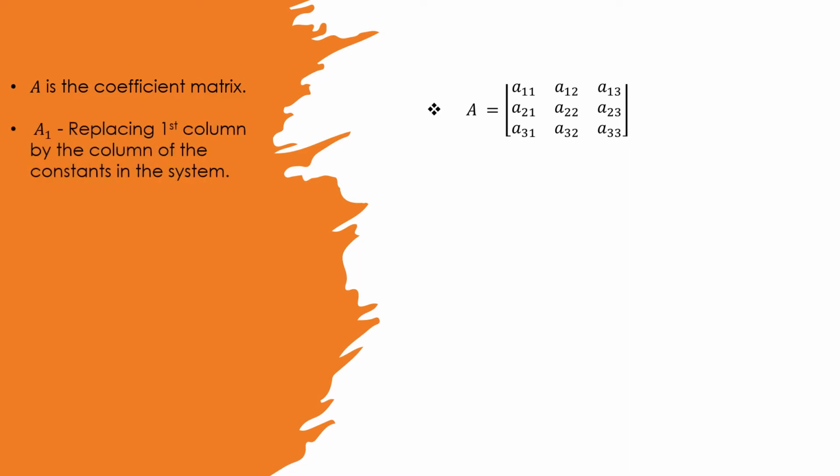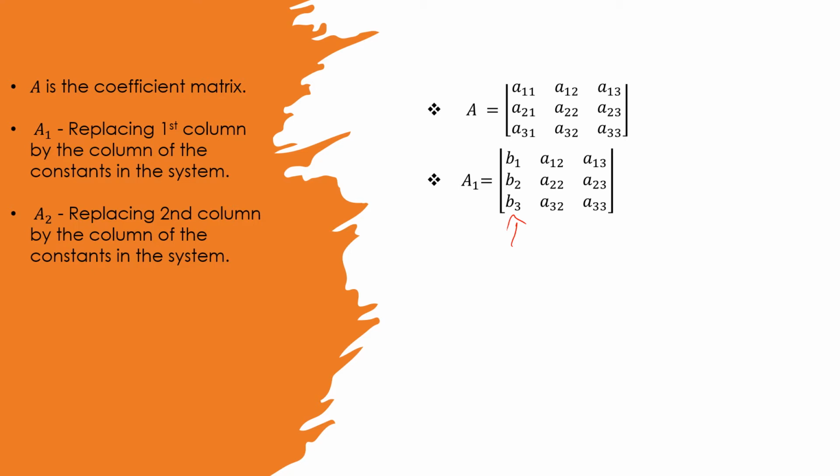And let us create another matrix A1, where A1 is obtained by replacing the first column of A by just the constants in that system. The constants in that system were b1, b2, b3. So you are replacing the first column here by the constants b1, b2, b3. The remaining two columns are the same.